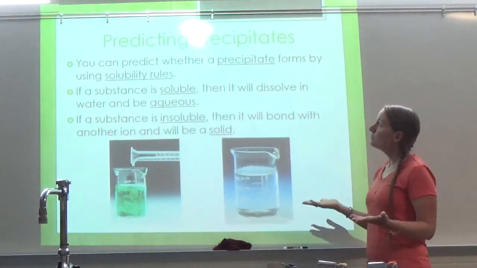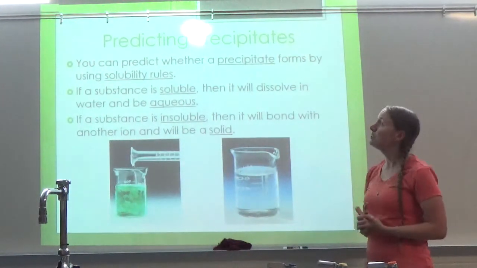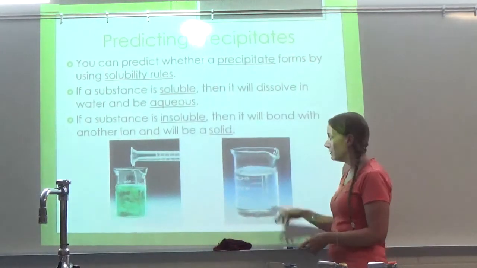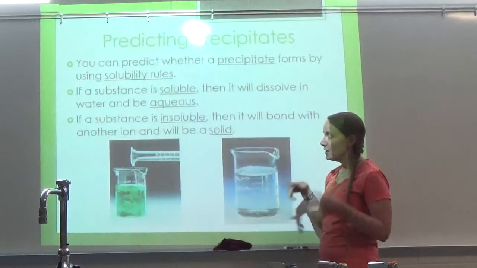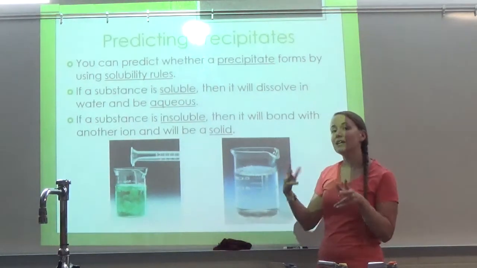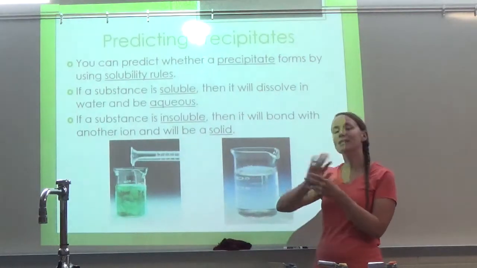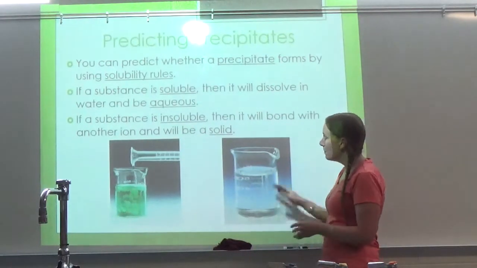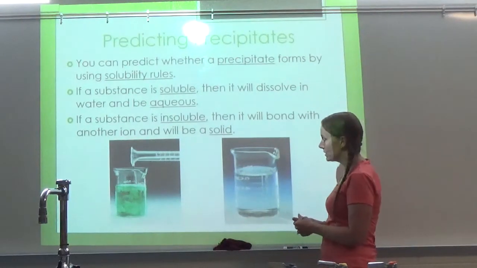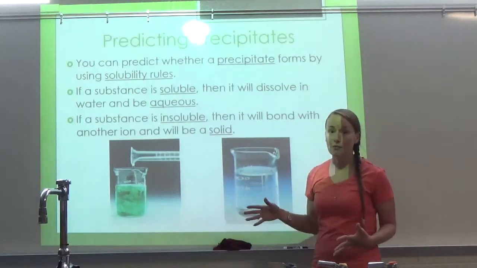So you can predict whether a precipitate forms by using solubility rules. Let's go back to remember what a precipitate is. If you mix chemicals together and it remains see-through, I'm going to say clear, but it could have a color, like Windex, you can see through it, but it's blue. It remains transparent. That's probably a better word to use. Then a precipitate did not form.